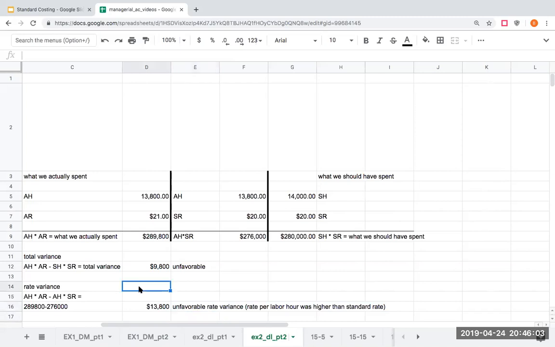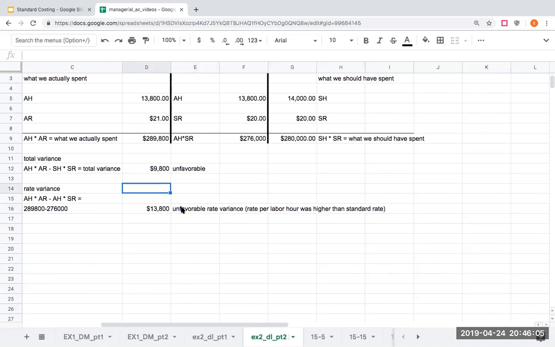Most of the time, the instructors will only want you to say, is it favorable or unfavorable? But what I'm more interested in with you is to really go through and understand it, right? How do I know if it's favorable or unfavorable? Well, if I actually paid more than what I was budgeting for, that's why it's here. And again, I can do this here because I'm leaving the hours constant. It's my rate that I'm isolating.